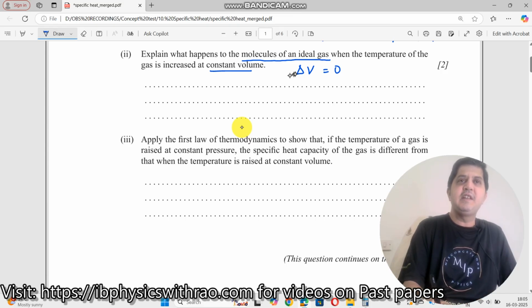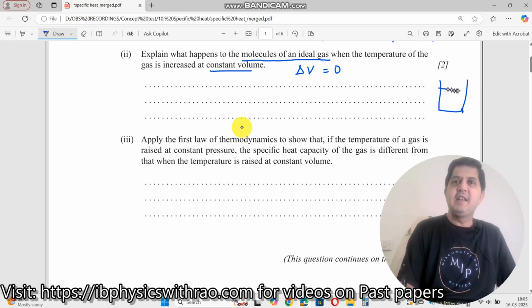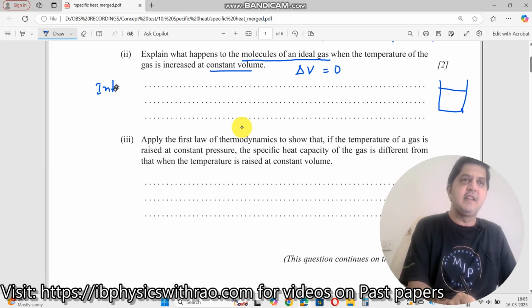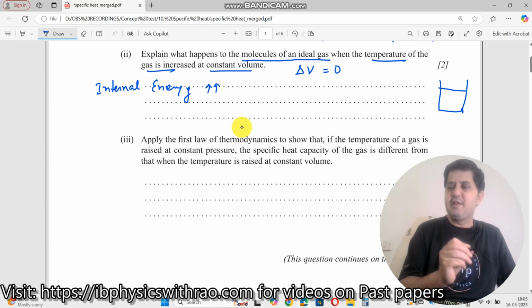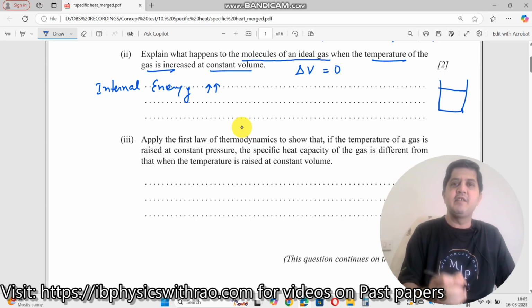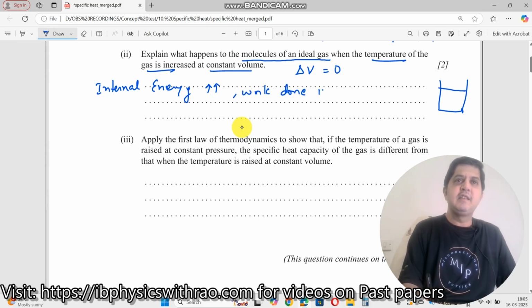When you say V is equal to constant, ΔV equal to 0, it means we have a piston and the piston is being tightly held. Now as you increase the temperature of the gas at constant volume, the internal energy will increase. Why does internal energy increase? Because the temperature of the gas is increased, and temperature is directly proportional to internal energy, so the internal energy should increase. Is there any work done? Work is not being done. Work done is 0.